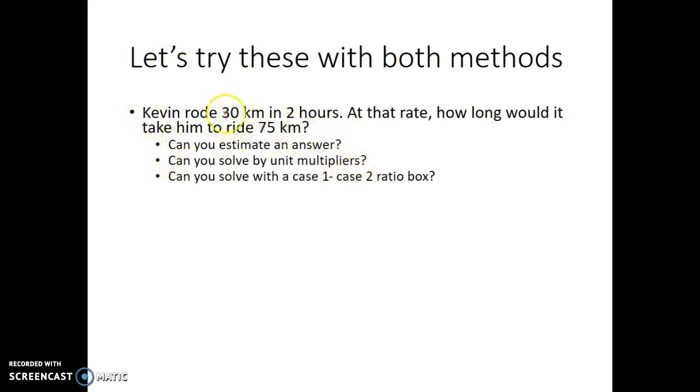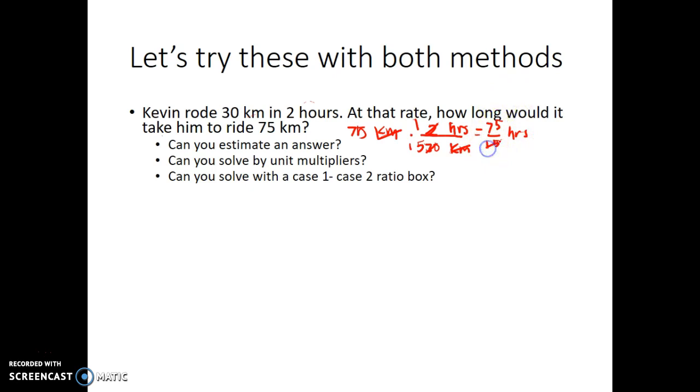If I wanted to use unit multipliers, I would say, okay, I care about 75 kilometers. And I'm going to multiply that by some sort of relationship between kilometers and time. And since I have kilometers on the top here, I'm going to put it in the version that has kilometers on the bottom and time in hours on top. So I know that that relationship is 30 kilometers per 2 hours. And so I could cancel that and reduce. And then I'm going to multiply across and say it's going to be 75 divided by 15 hours.